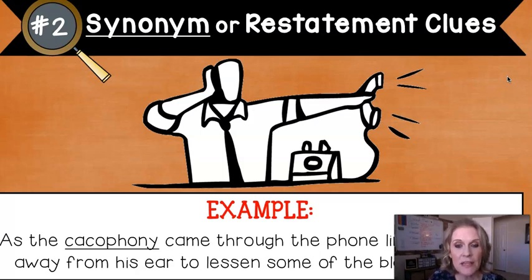Here's another example using a synonym or restatement clue. As the cacophony came through the phone line, he pulled it away from his ear to lessen some of the blaring racket. You can see in this example, the writer is stating the word and then giving a synonym or restatement clue in a simpler way, explaining that cacophony means blaring racket.